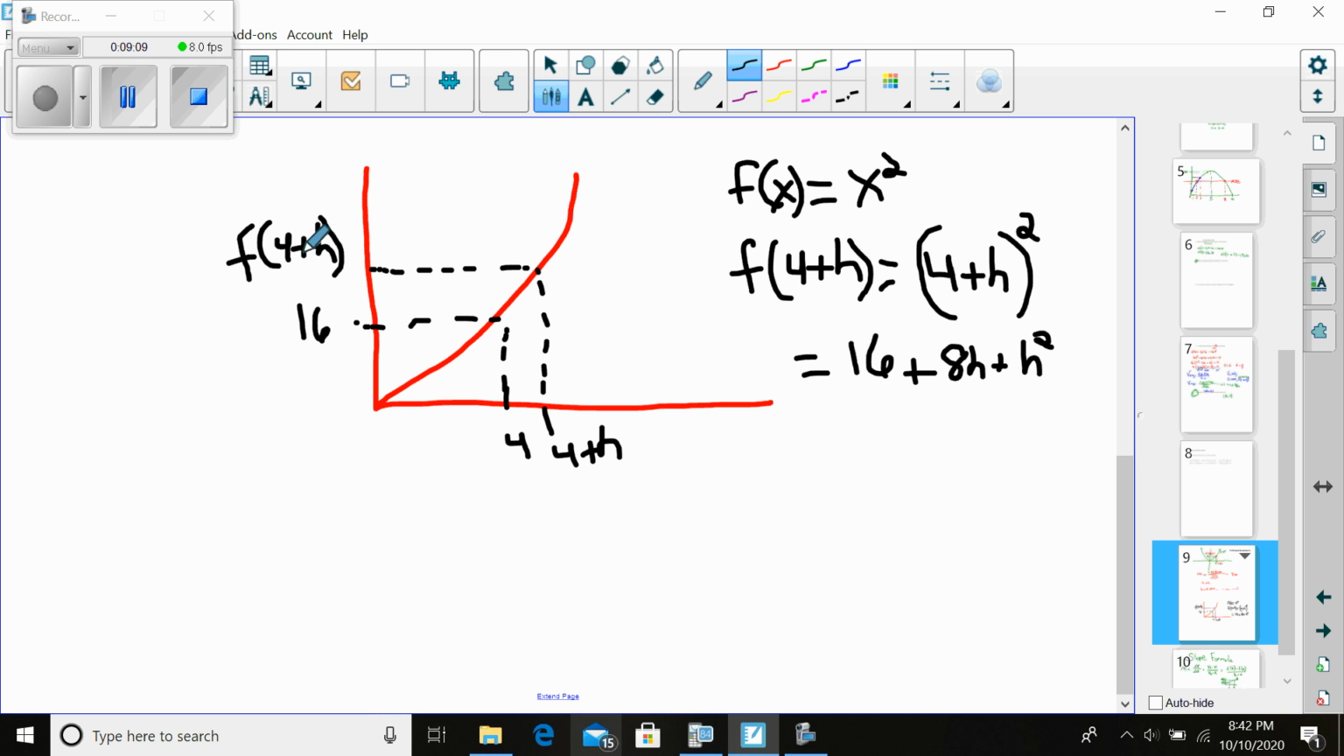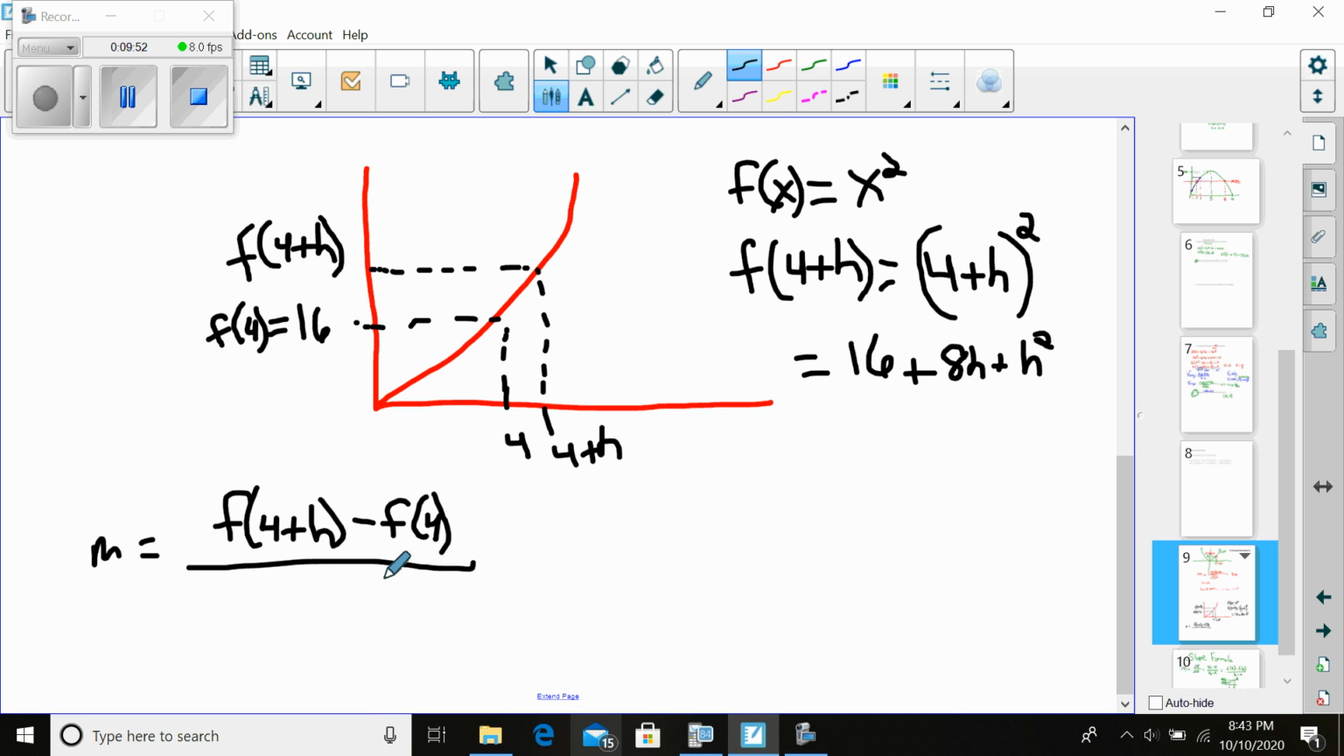So then I have to subtract these two, right? Because this one's f of 4, which is 16. Right, so f of 4 is 16. F of 4 plus h is this expression over here. All right, so my slope is f of 4 plus h minus f of 4. Okay, and then I'll put in the values that we've computed in a minute. All of that over the difference in x values, because this is the change in y, right? I'm subtracting my y values. This is the change in x.